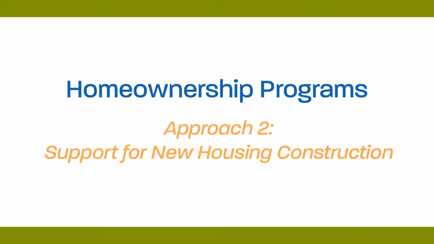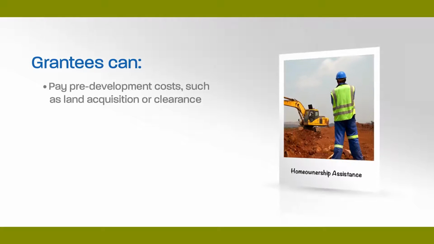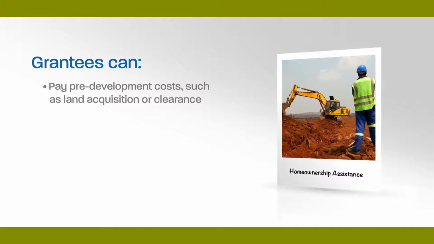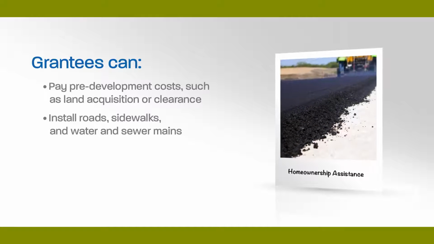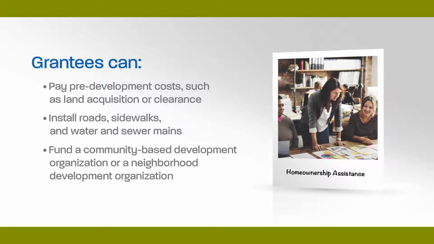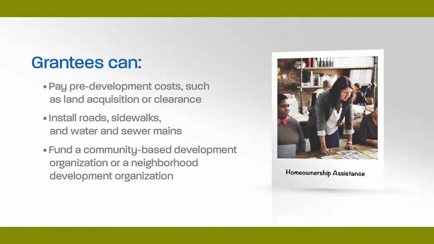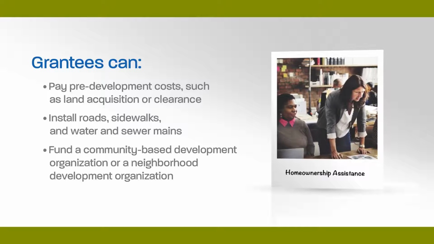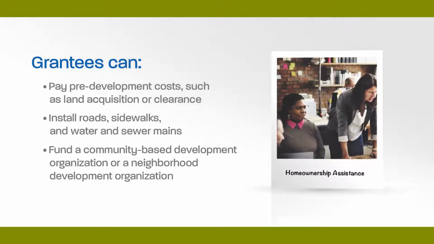Second, home ownership assistance can also take the form of supporting construction of new housing. As a grantee, you generally cannot finance new housing construction. However, you can pay pre-development costs such as land acquisition or clearance, install roads, sidewalks, and water and sewer mains, fund a community-based development organization or a neighborhood development organization that is conducting neighborhood revitalization or a community economic development strategy to build new housing.